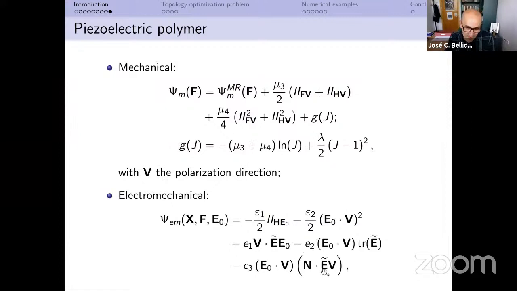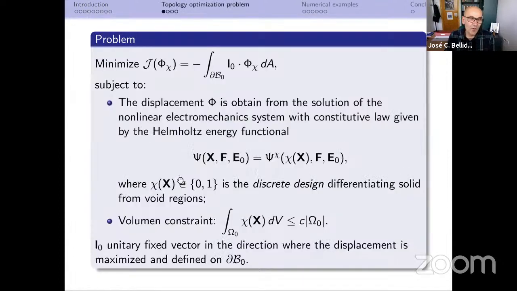With all these parameters, we can characterize completely the piezoelectric tensor of the material. And the mechanical contribution is also more involved due to this polarization direction. Well, this is the modeling, and now we have a typical topology optimization problem for the design of an actuator. We want to maximize the displacement in a certain direction given by L0, and this phi is the deformation.